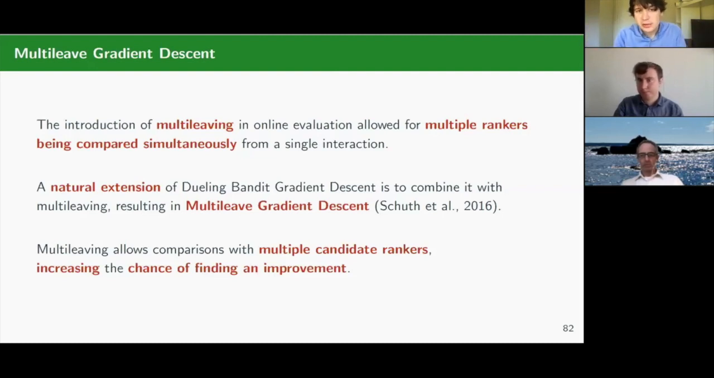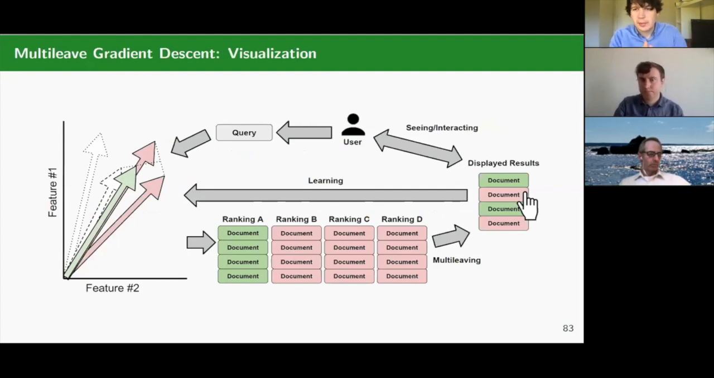Naturally, you can extend dueling bandit gradient descent to not just look at one candidate ranker, but a large number of them. And this is exactly what multileave gradient descent does. The idea is if you compare more directions for every interaction, you have a higher chance of finding an improvement. So visually, if you think back on the visualization we had before, it would look something like this.